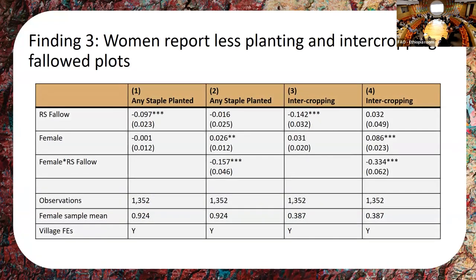We also look at how they report whether staple crops were planted and whether there was any intercropping. And we're able to do this interacted with a remotely sensed measure of fallowing. So the most important finding from this is that in plots where we see remotely sensed that it's fallow, women are less likely to report that they planted crops, and they're also less likely to report intercropping.